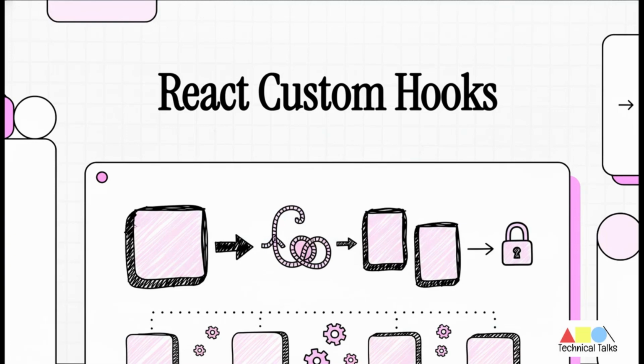So, you know that feeling, right? You're working on a React project, and you find yourself copy-pasting the exact same chunk of code from one component to another. It feels wrong. But what are you supposed to do? Well, in this explainer, we're going to take that frustration and turn it into a superpower. We're going to master one of React's most powerful features, custom hooks.